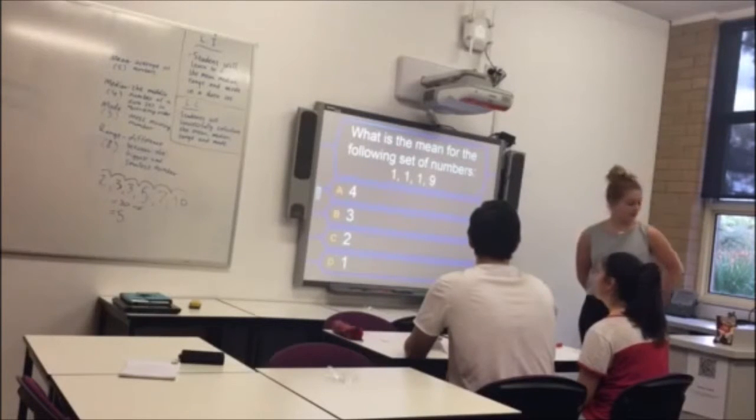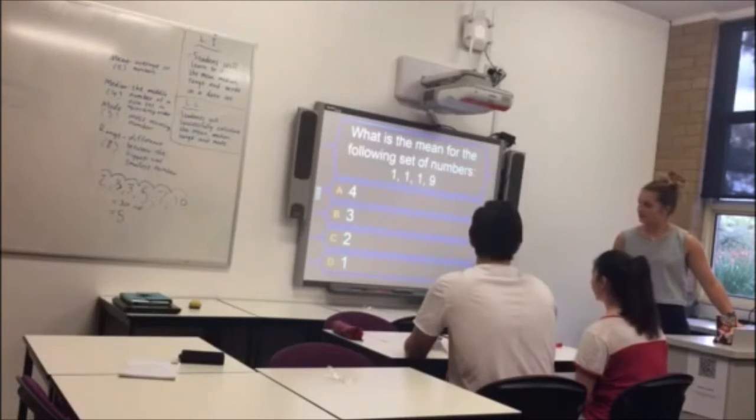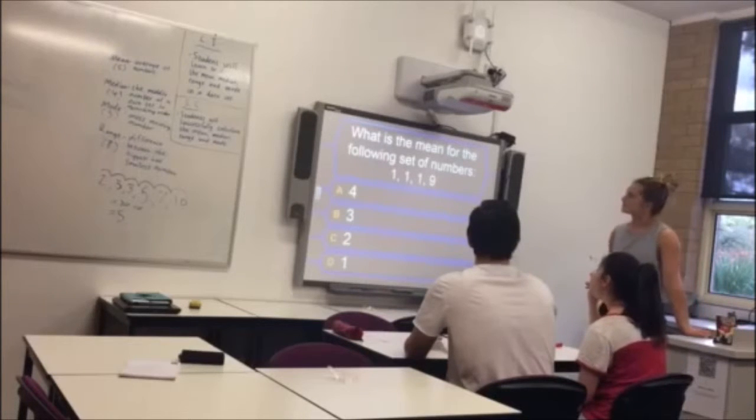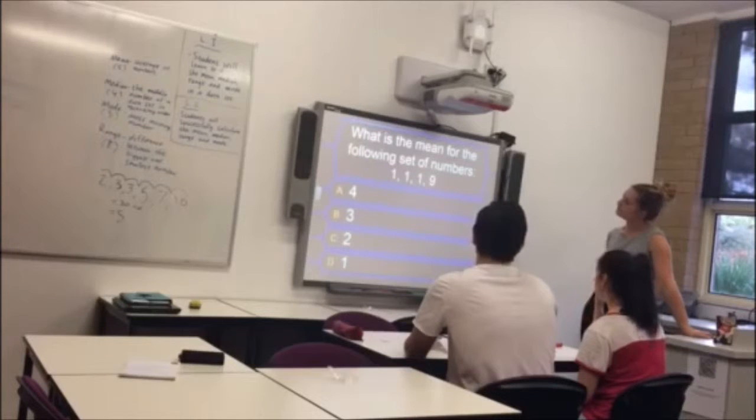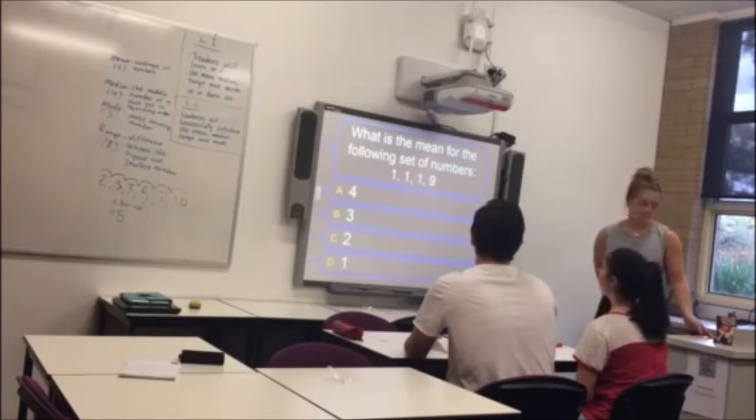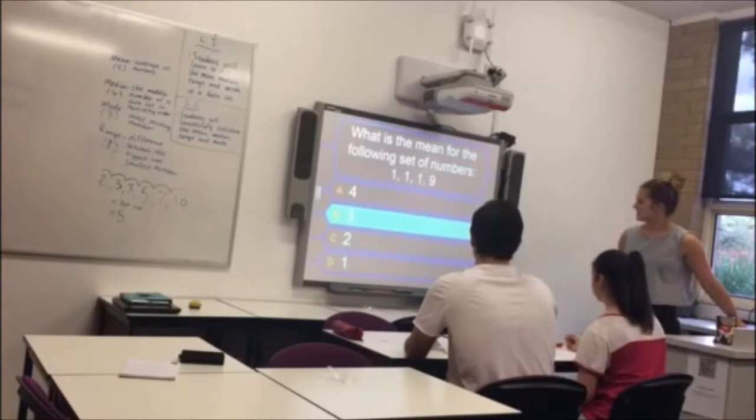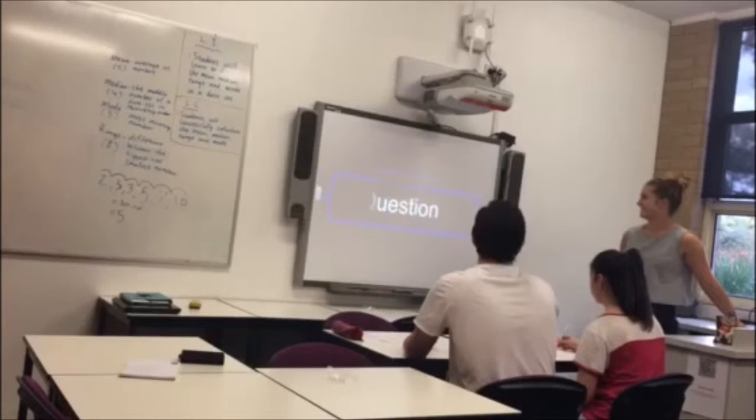Okay, Charlotte, how did you get 3? I added the numbers together. So 9 plus 1 plus 1 plus 1 is 12, and then there's four numbers, so 12 divided by 4 is 3. Oh, okay. Awesome. Do you understand that, David? Yes, I understand that.